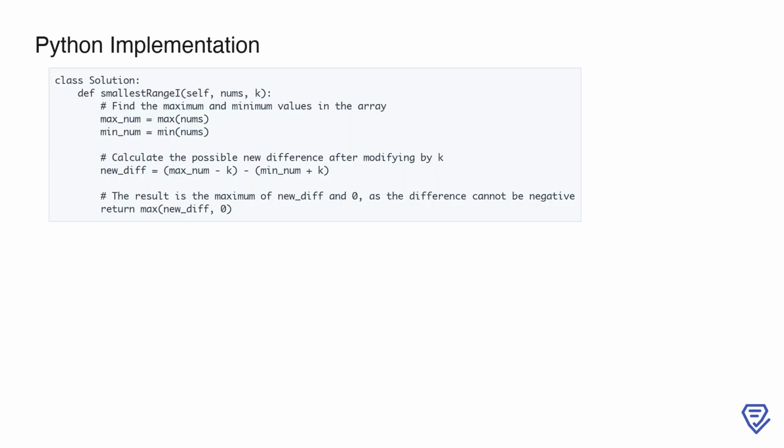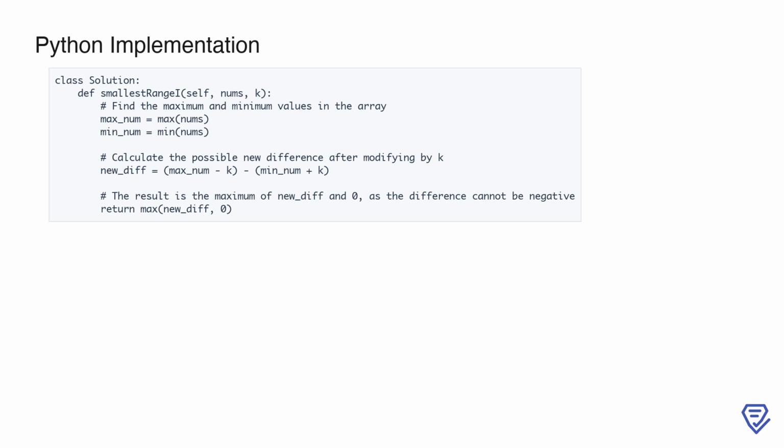This Python implementation solves LeetCode problem number 908, smallest range I. The goal is to minimize the range of the array after modifying each element by adding or subtracting a given value k. The solution begins by identifying the maximum and minimum values in the input list nums using Python's built-in max and min functions. These values represent the extremes of the range that we want to minimize. Next, the code calculates the new potential difference after applying the k adjustments. Specifically, the maximum value is decreased by k to minimize it, and the minimum value is increased by k to maximize it. The difference between these adjusted values gives the new range.